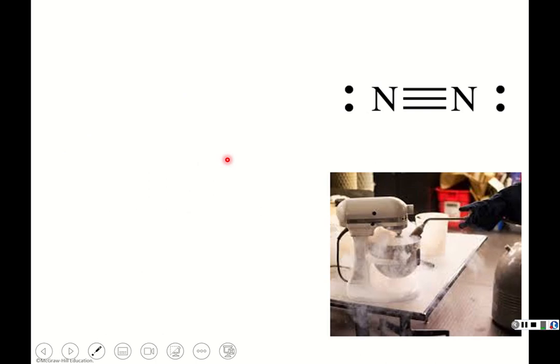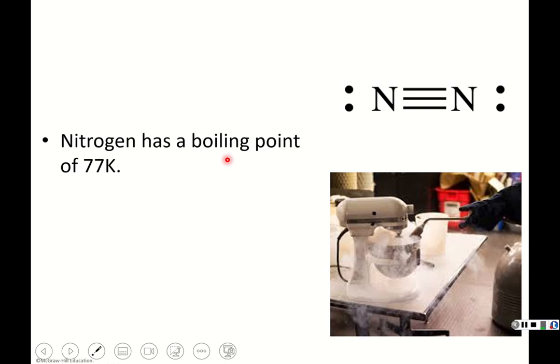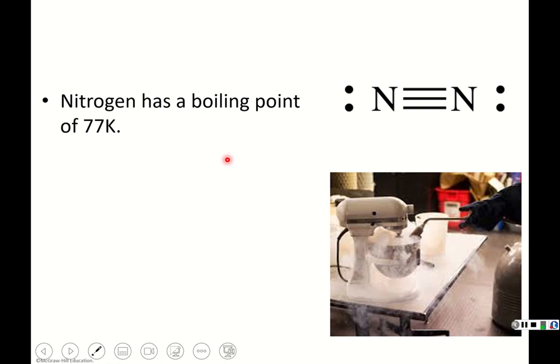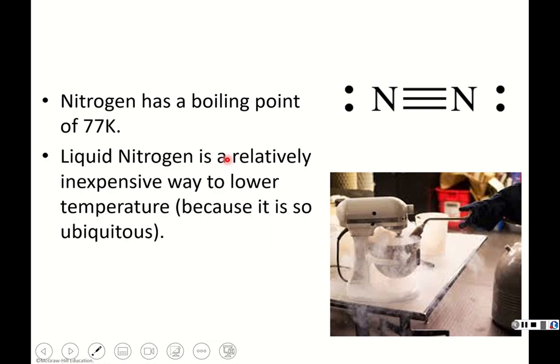Nitrogen can be in liquid form, N2, not just a gas. So it has a boiling point of about 77 Kelvin. So you have to cool it down substantially to get it into that liquid form. Right. It's relatively inexpensive, though, because it is so abundant in the atmosphere. So you can have industrial processes where you compress down nitrogen gas enough to make it a liquid, okay, and then you can use the liquid nitrogen to cool things.